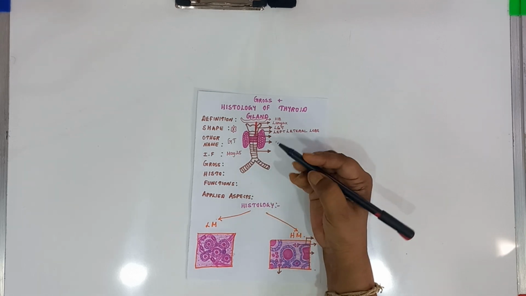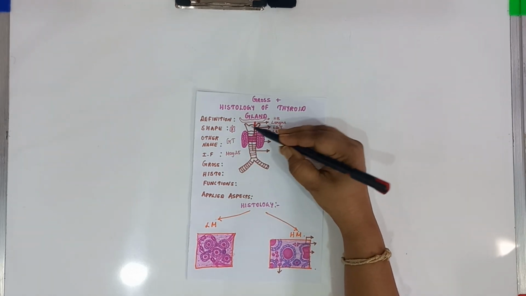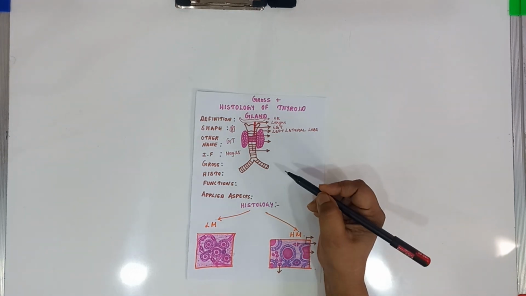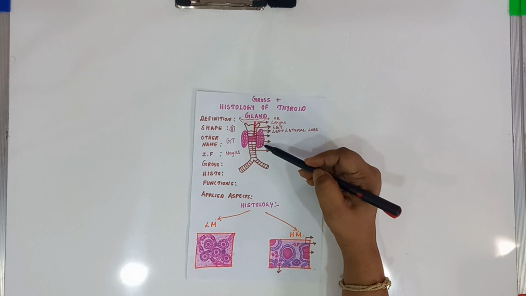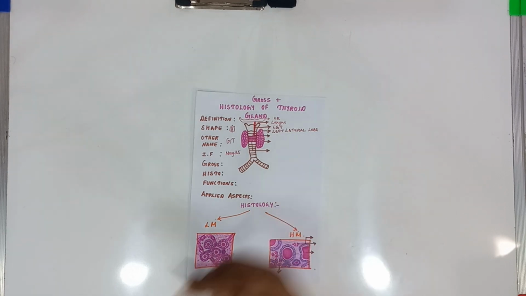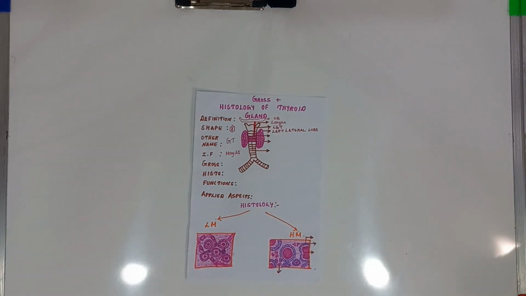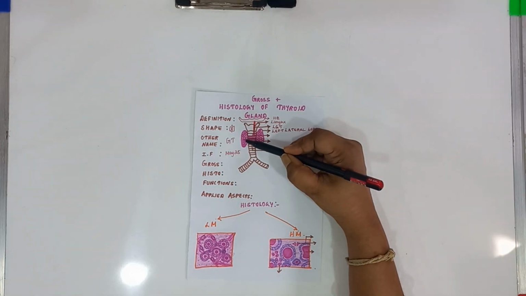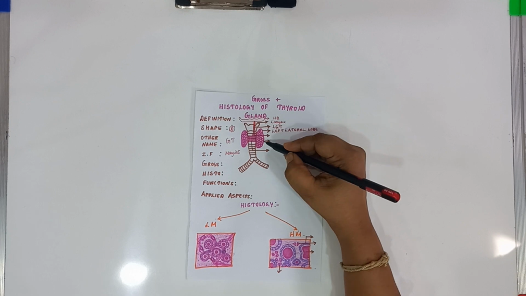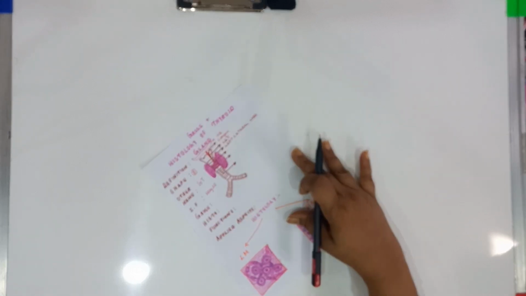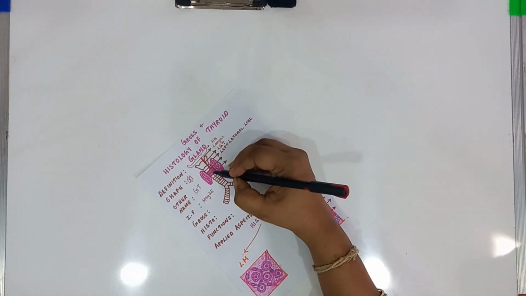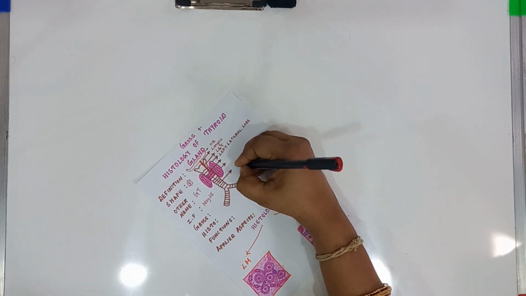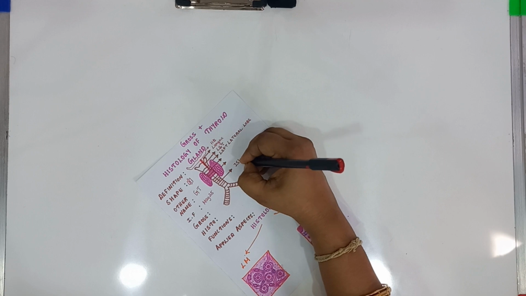Now we will be seeing the gross anatomy of the thyroid gland. The thyroid gland is located just below the larynx, in front and sides of the trachea. Here you can see the right lateral lobe and the left lateral lobe. And between the right lateral lobe and the left lateral lobe, you can see the isthmus.